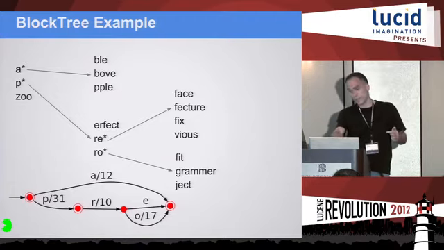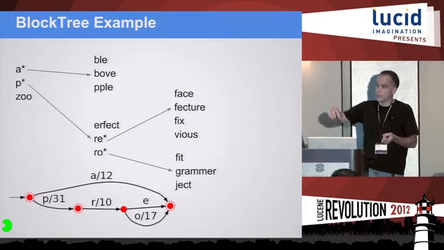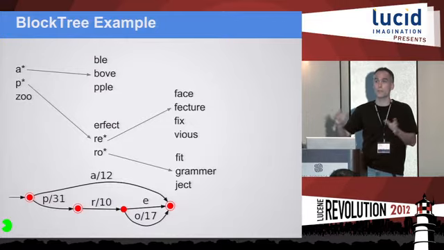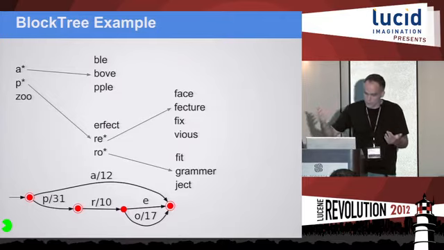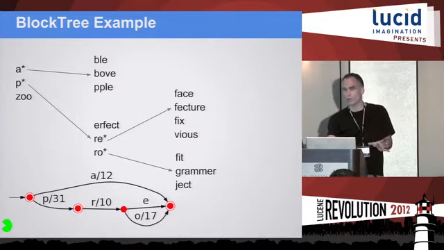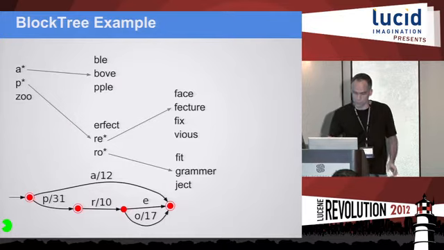If I try to look up price, I go through the same process. I step through PR. When I get to that node, I see that there's no I leaving. There's only E and O. And so at that point, I actually know that the term price was never indexed. There are no PRI terms in this index. And so right away, I can return that there's nothing there without having to do a disk seek. So those benefits of having the prefix in memory as an FST is what gives us a huge boost on our intersect performance.